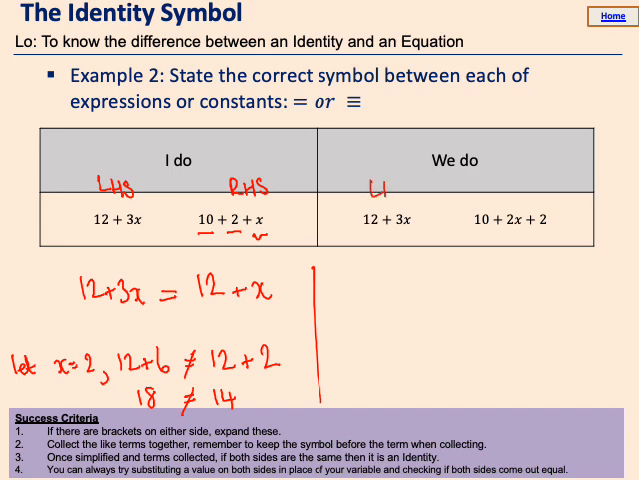Okay, so again, the left-hand side is simplified. The right-hand side, we need to simplify. So again, we have a 10 and a 2. So we have 12 when we collect these together, and 2x. So therefore our 12 is the same, but our 3x and 2x are not. So it's most appropriate to put an equal sign in between.